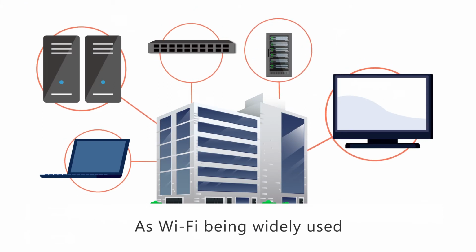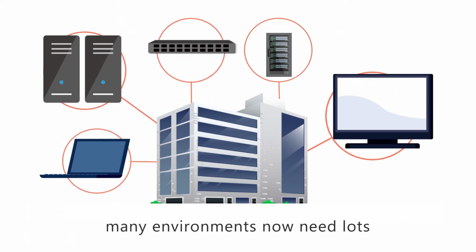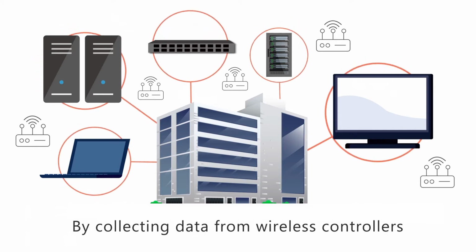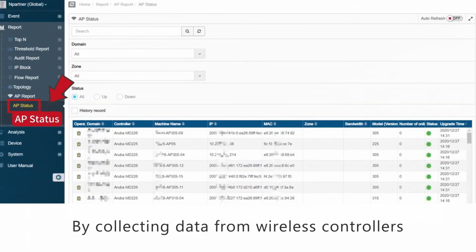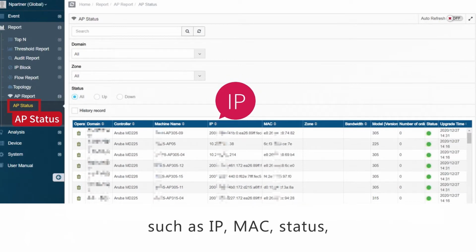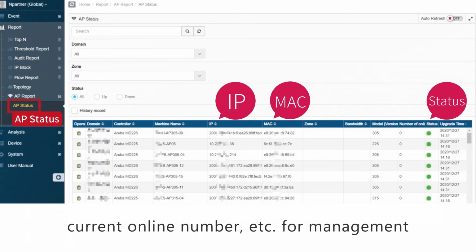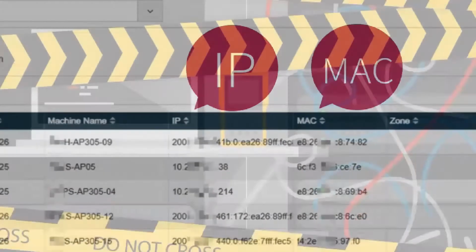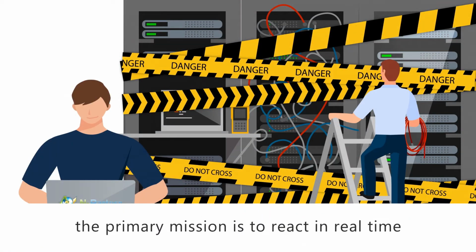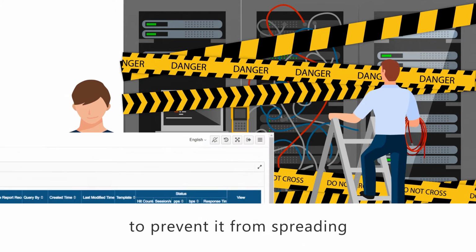As Wi-Fi is being widely used, many environments now need lots of APs to go on the internet. By collecting data from wireless controllers, nReporter and nCloud show detailed data of APs in AP status, such as IP, MAC, status, current online number, etc. for management. When there is an anomaly, the primary mission is to react in real time to prevent it from spreading.